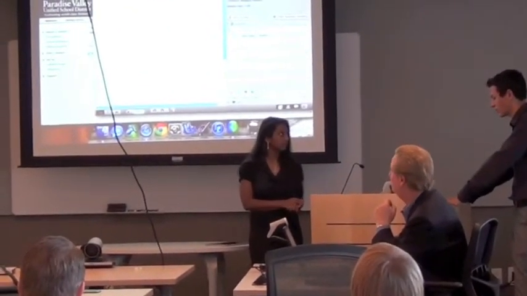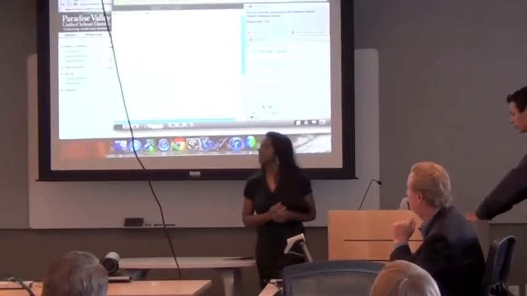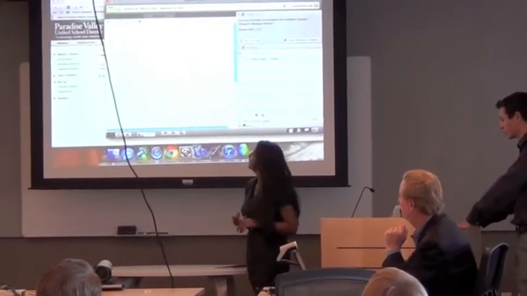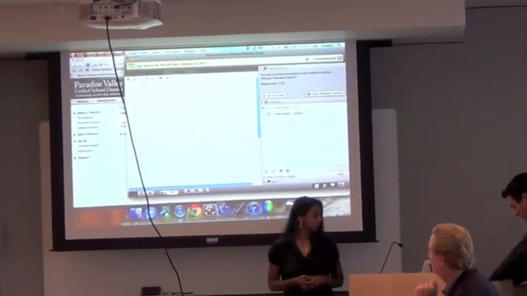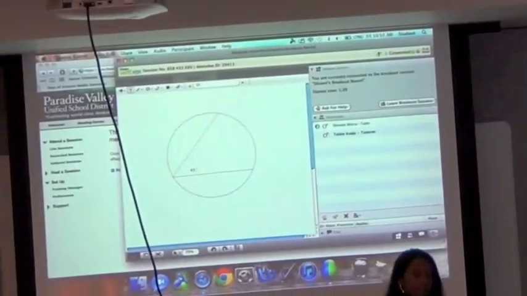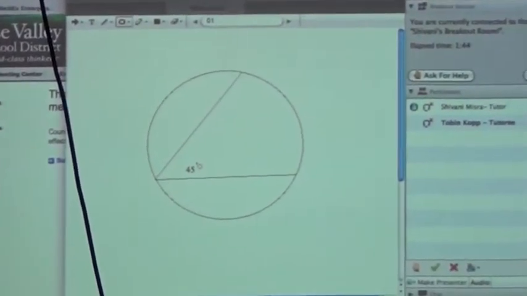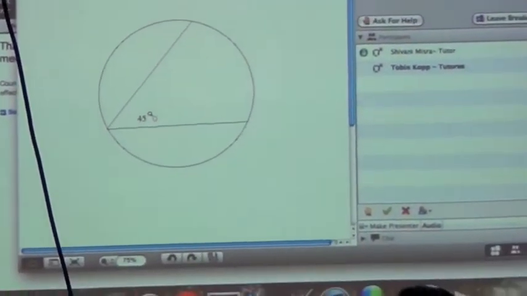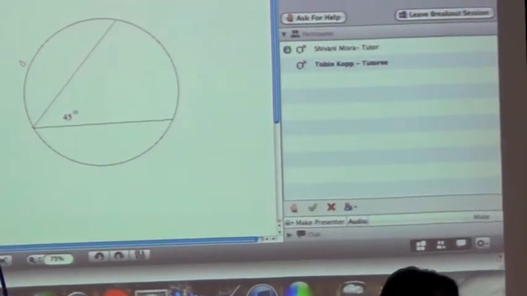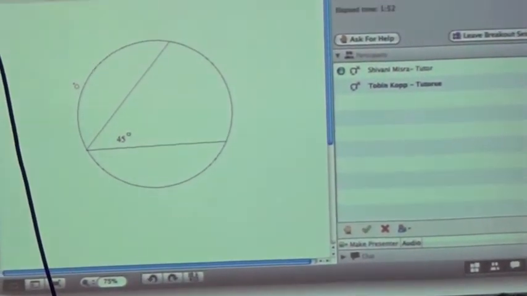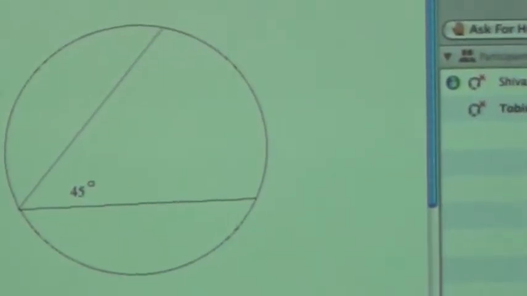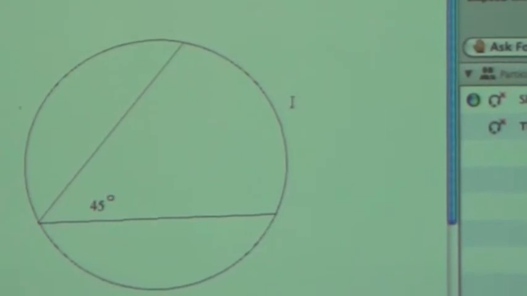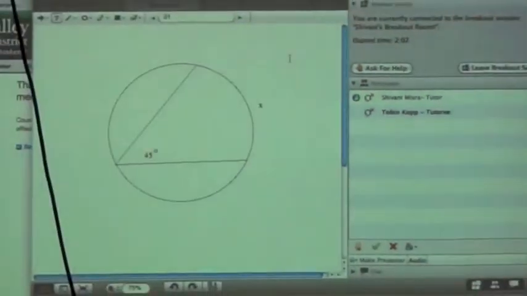When you're not together, you can't do things like this where you're drawing pictures. Right here, if I had a question for Shivani, I didn't know how to do inscribed angles, I would say this is 45 degrees. And you can see it shows up on my computer, everything that he's drawing. So it's pretty much like doing it in person. I would say, okay, this is my problem, Shivani, I need help. I don't know how to do this. And then I would try to walk them through.